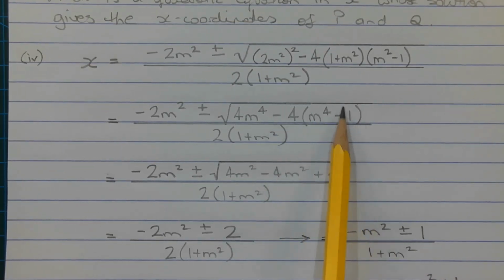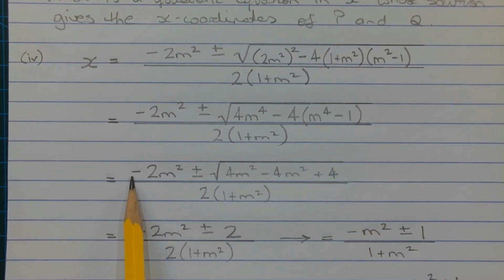So expanding the brackets here, we get x equals negative 2m squared plus or minus the square root of 4m to the power of 4 minus 4m to the power of 4 plus 4, over 2 times (1 plus m squared). Now the 4m to the power of 4 minus 4m to the power of 4 cancels to 0, and we're left with the square root of 4. So x is equal to negative 2m squared plus or minus 2, all over 2 times (1 plus m squared). Dividing all terms by 2, we get x equals negative m squared plus or minus 1 all over 1 plus m squared.